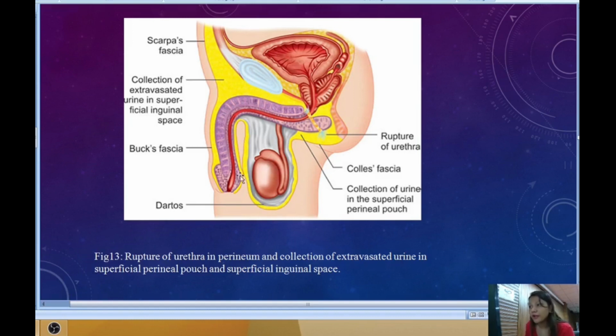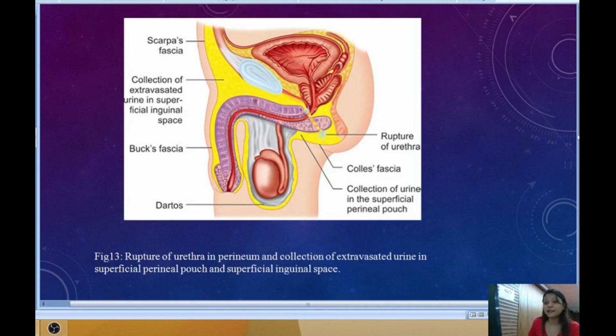The urine will collect around the penis. There will be swelling in the penis. There will be swelling in the scrotum. In females, there will be swelling in the perineum. There will be urine deposition in the lower abdomen. But the urine will not go down below the thigh because of Holden's line.